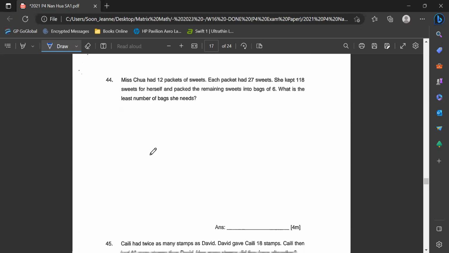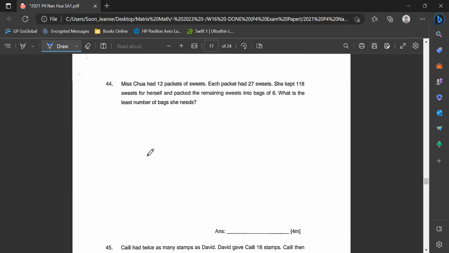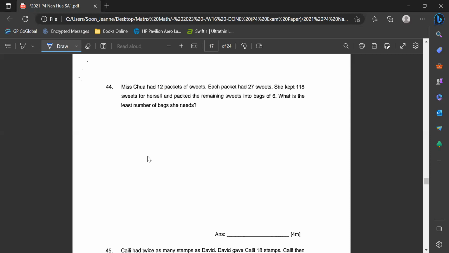Okay, going to question 44. Miss Chua had 12 packets of sweets. Each packet had 27 sweets. She kept 118 sweets for herself, packed the remaining into bags of 6. I want the least number of bags she needs.